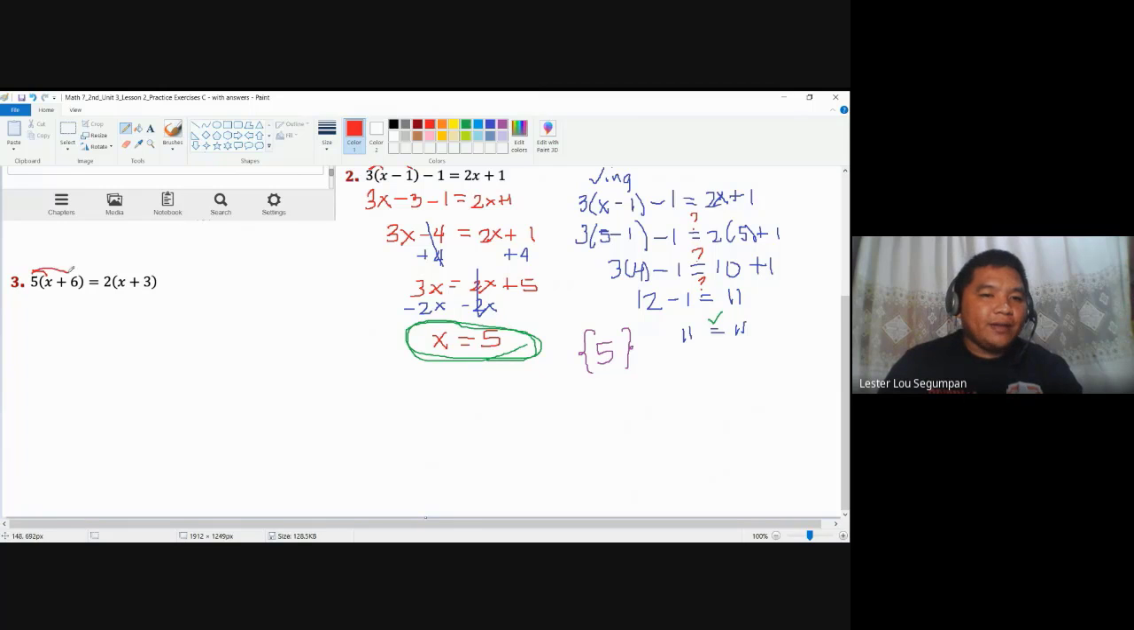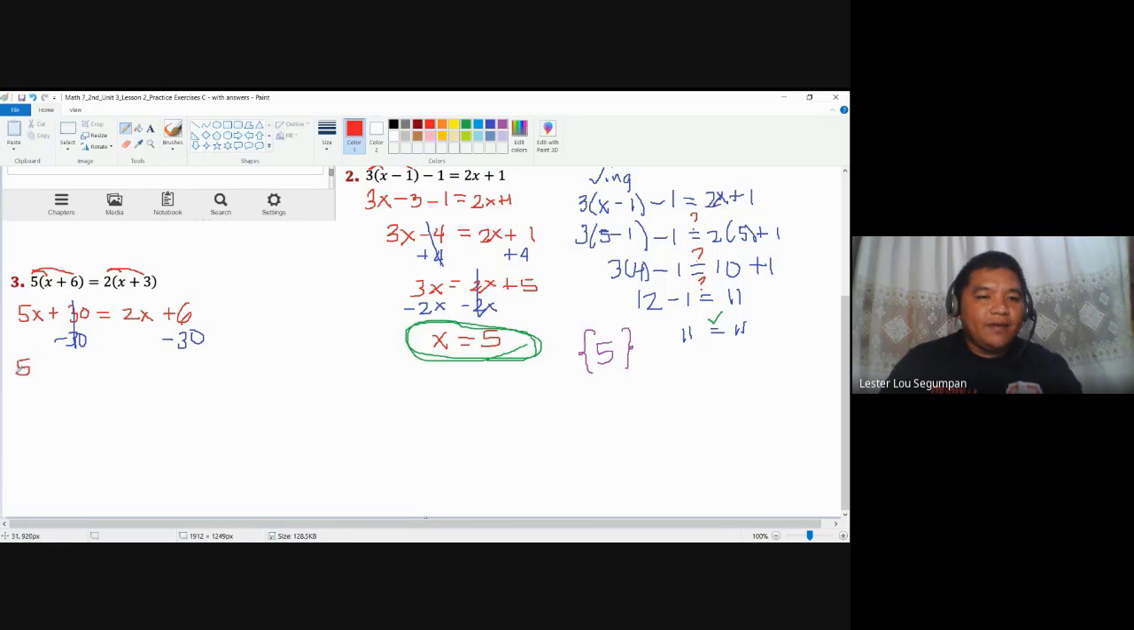Distribute 5 to x plus 6 and do the same for 2 to x plus 3 without doing this. So it should be distributed to its intended grouping only. So you have 5x plus 30 is equal to 2x plus 6. Then properties of equality, minus 30, minus 30. Yeah, that's 0.